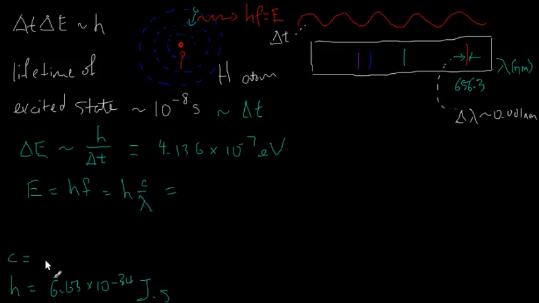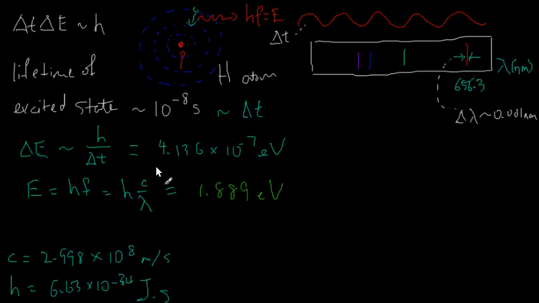c is 2.998 times 10 to the power of 8 meters per second. Okay, so we have all these values, and we can find an answer: 1.889 eV. So with these two values, we would be able to find the corresponding line width.